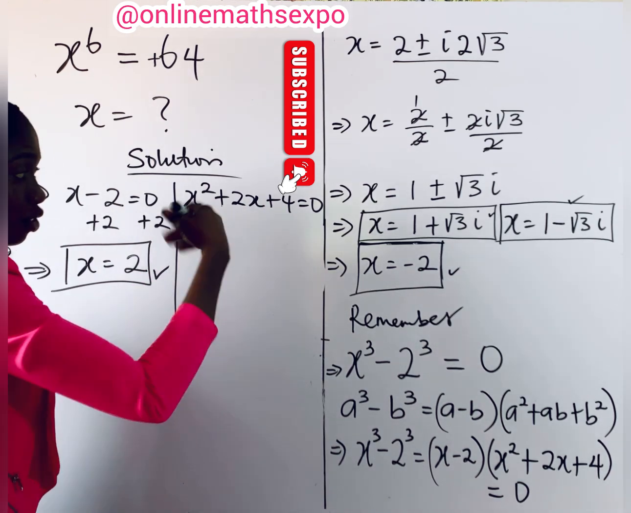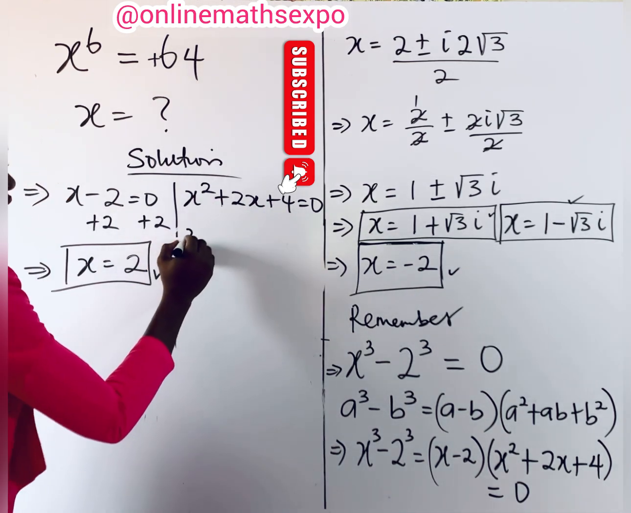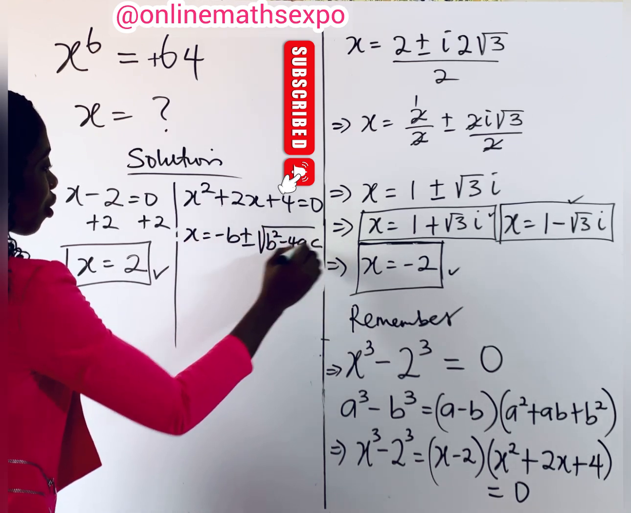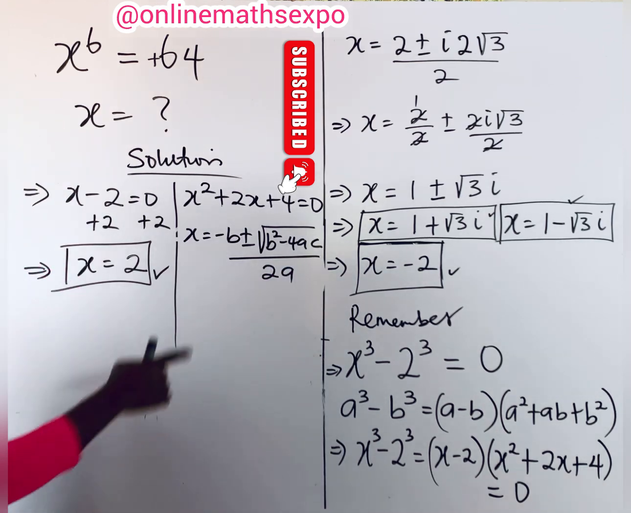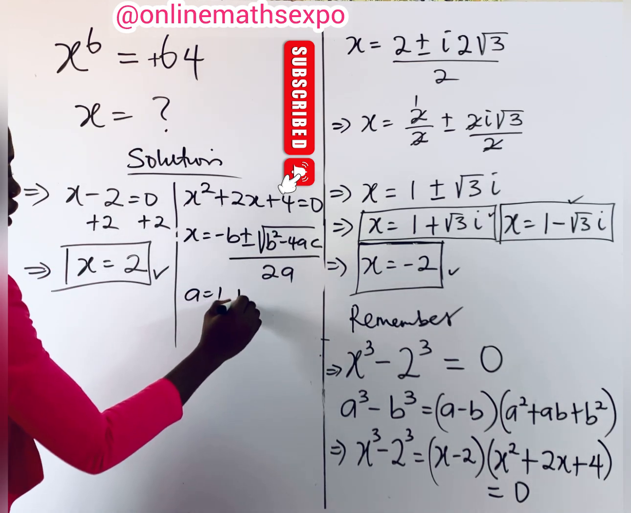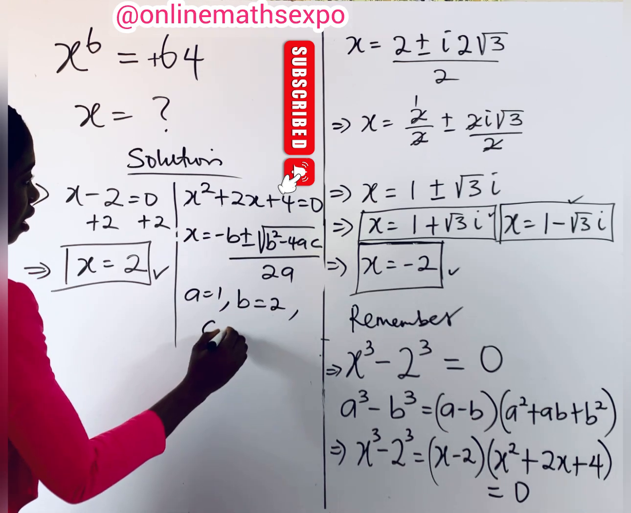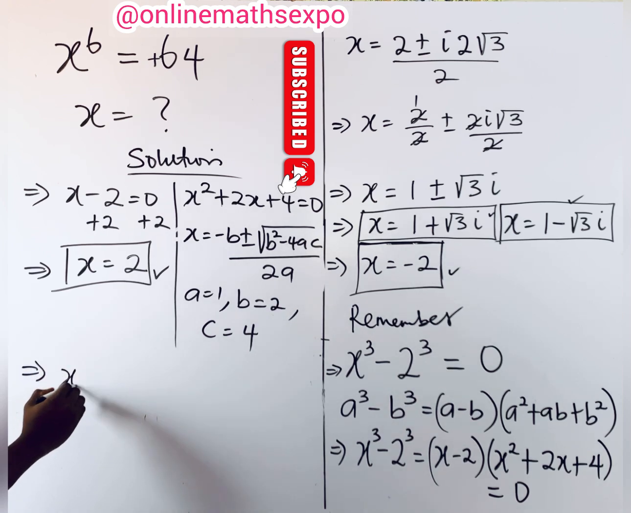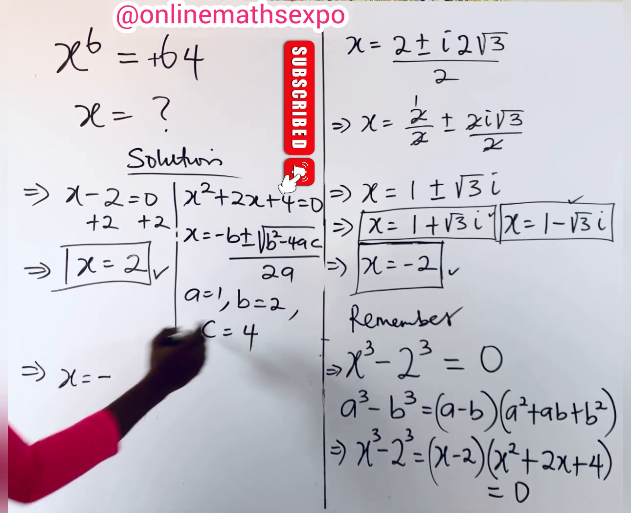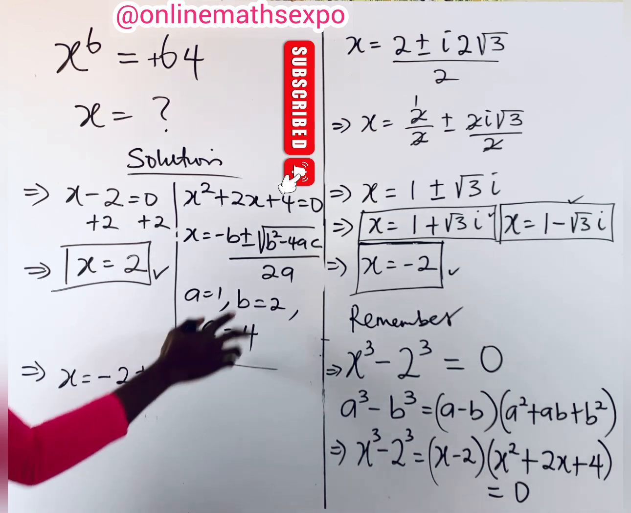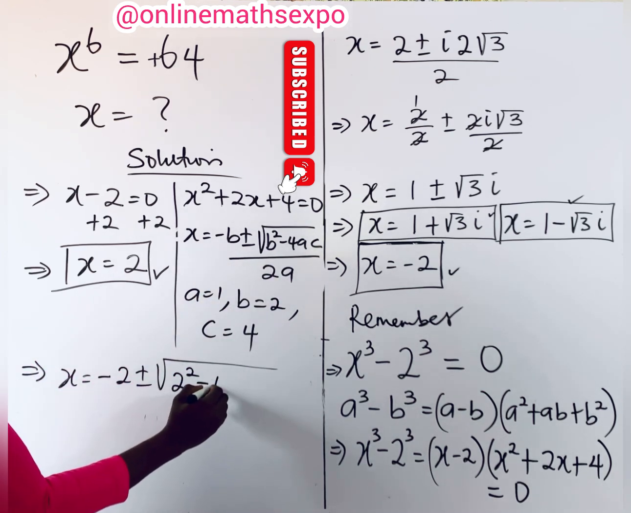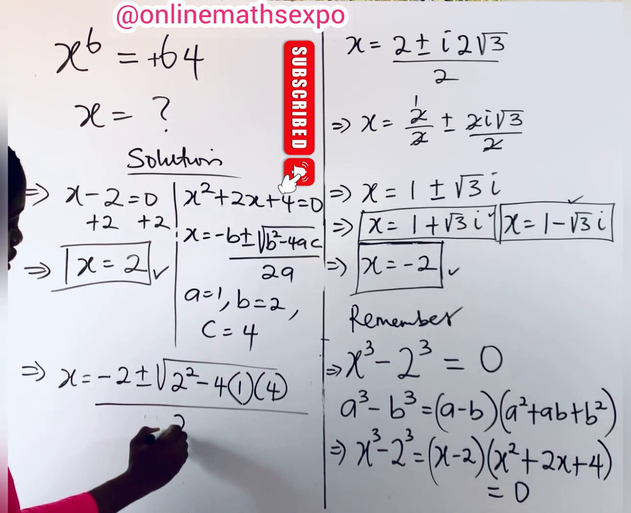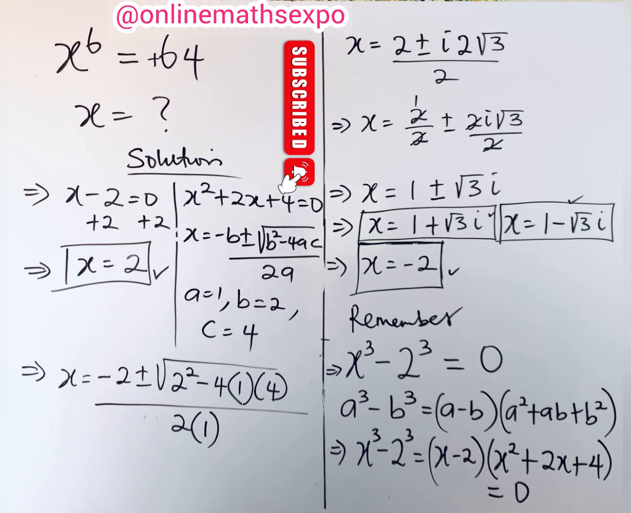This is also quadratic. Use the same quadratic formula, which we say x is negative b plus or minus square root of b squared minus 4ac divided by 2a. And you know here our a is 1, our b is 2, and our c is 4. So plug this into the formula. It's going to give us x is equal to negative of these two, plus or minus square root of, our b is 2, so we have 2 squared minus 4, our a is 1, and our c is 4. Then divide it by 2 times our a is 1. I hope you are with me there.